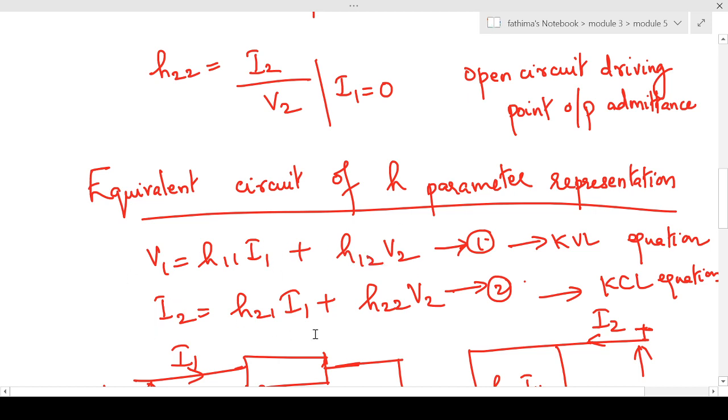And similarly, if you look at those parameters H21 and H22, you can see that H21 I1 is a current and H22 V2 is also a current. So this second equation is a KCL equation. So we can represent the equivalent circuit of these two equations.